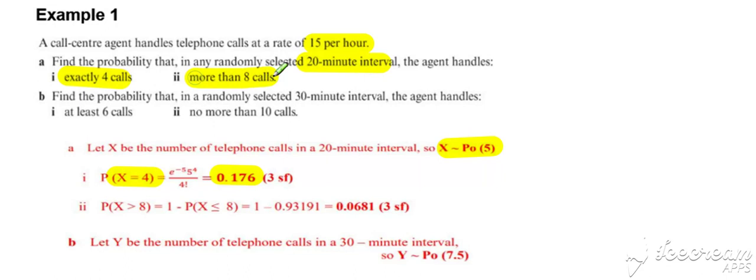More than 8 calls, again, you can use rearranging and using the tables, or most easily, you can just use your calculator to work out the probability. But the idea here is just looking out for and making sure you've got the right lambda value for the right interval of time.